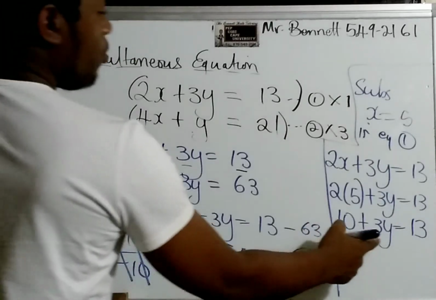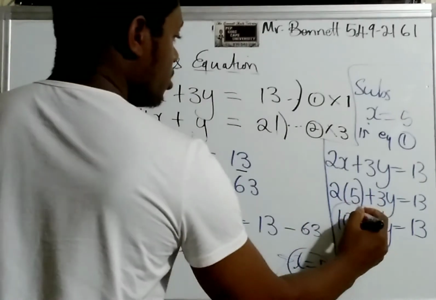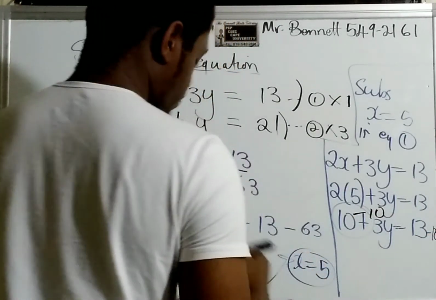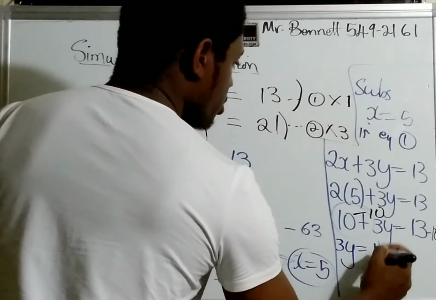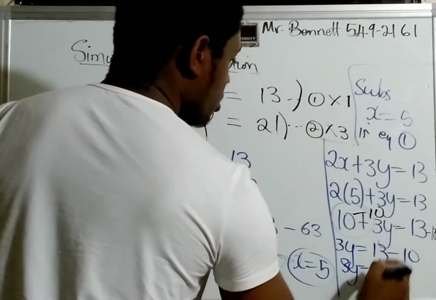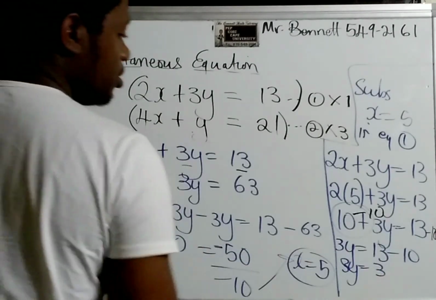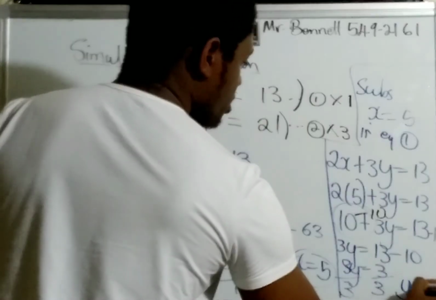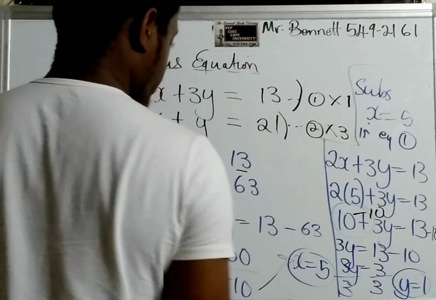Now we want to get y by itself, so we must get rid of this plus 10 by taking the inverse. So minus 10 from this side, what we do to this side, we do to both sides. So we are left with 3y, and 30 minus 10 will give us 20... just to show everybody, 13 minus 10. So 3y, 13 minus 10 will give us 3. And next thing, 3 times a number is equal to 3. That number can only be 1. So y is equal to 1. And x is equal to 5.